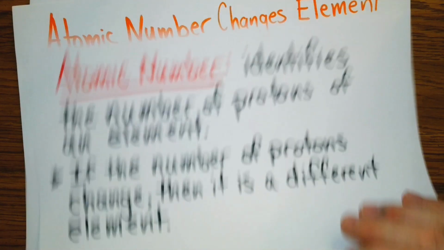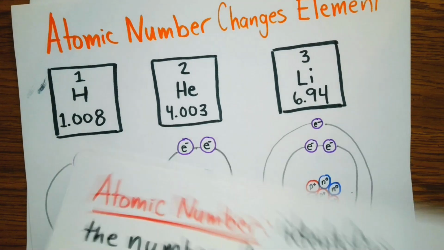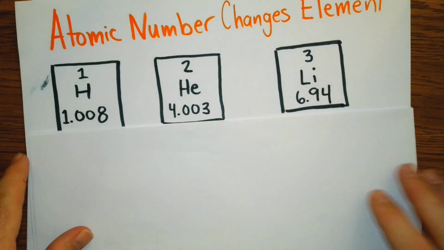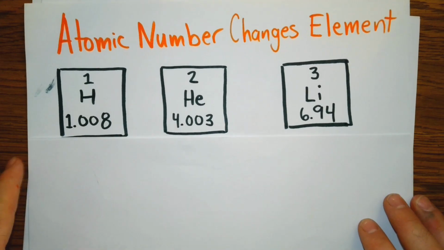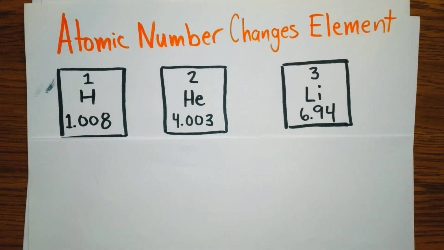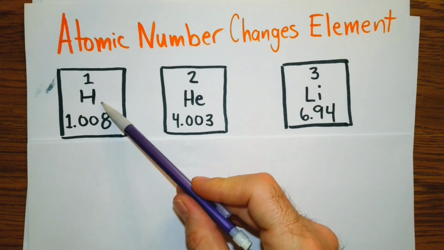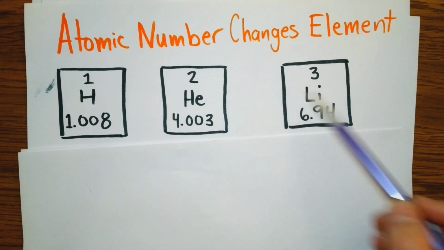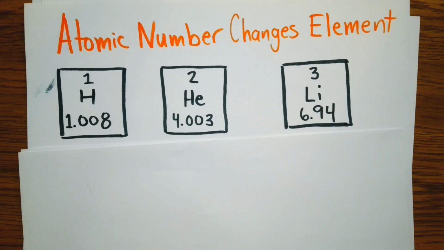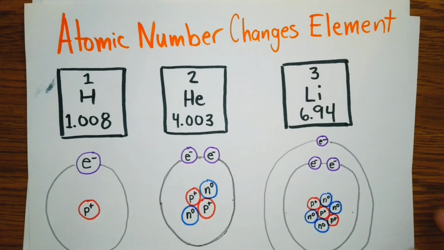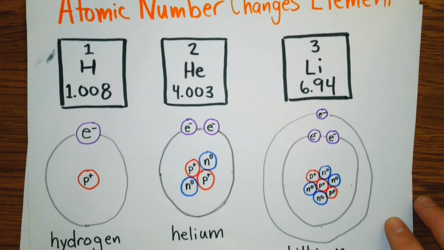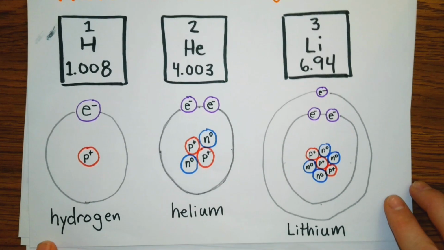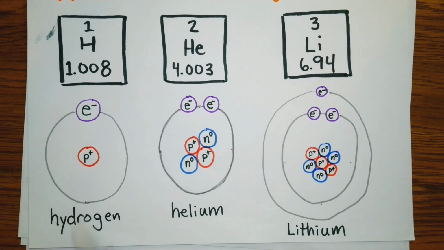Okay? So, as we just said, changing the atomic number is going to change the element. So here we have hydrogen with an atomic number of 1, helium with an atomic number of 2, lithium with an atomic number of 3. So I have 3 diagrams down here of hydrogen, helium, and lithium. And so we can get a visual of this.